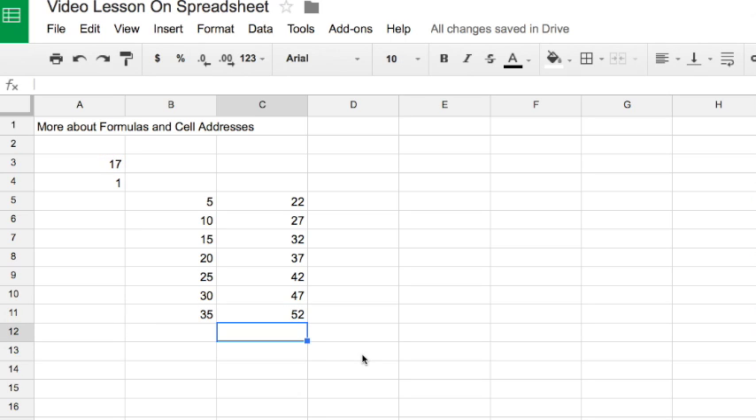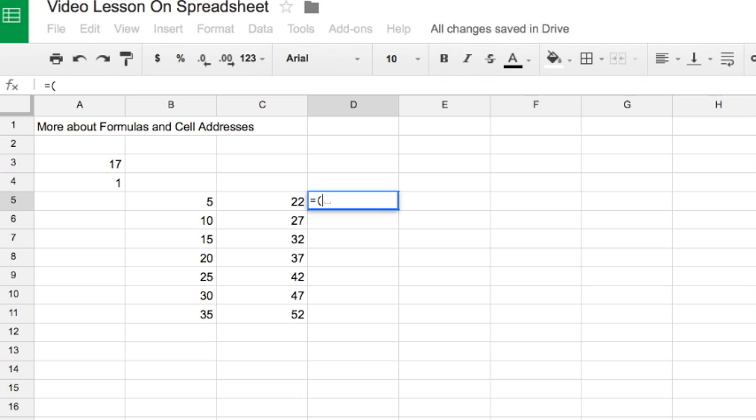Alright, let's say I wanted to do a percent change between the values in column C and that 17. So what I'd have to do is say equals, and because the formula is new minus old over old, I want the two top numbers to literally be divided by the bottom number.